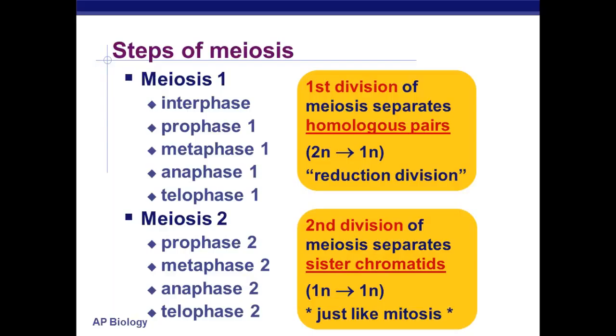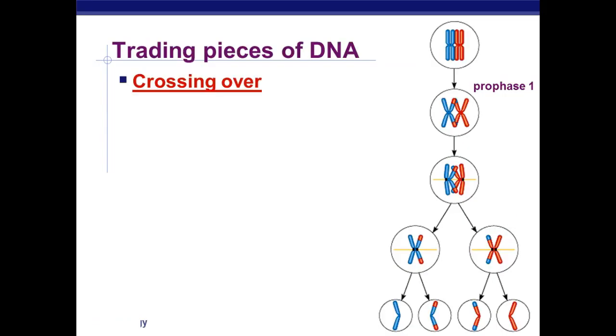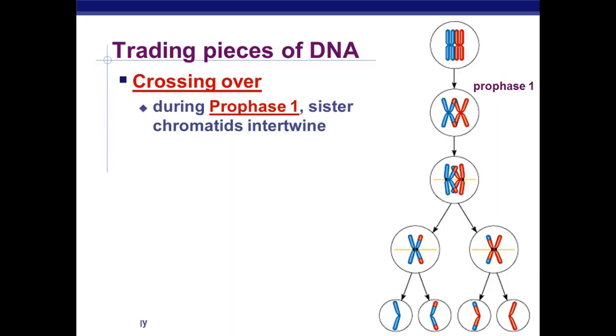It's very similar steps to mitosis, with the exception that we are not making identical cells, and the cells are haploid, not diploid. So there are pictures of those steps in an animal cell. We can see prophase 1, the homologous pairs, into metaphase, anaphase, and then metaphase, anaphase, telophase 2, getting us to 4 haploid cells.